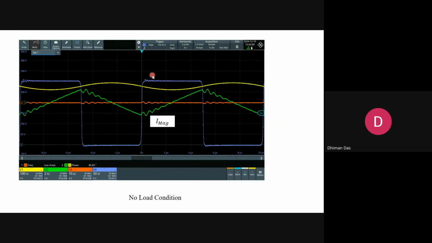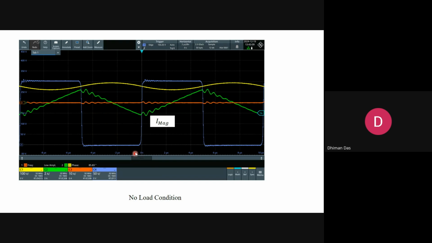So this is no load condition. You can see this secondary resonating current is 0, but your magnetizing current is linear, because you are charging the inductor linearly, and your tank is no longer acting. It is just LM which is acting.